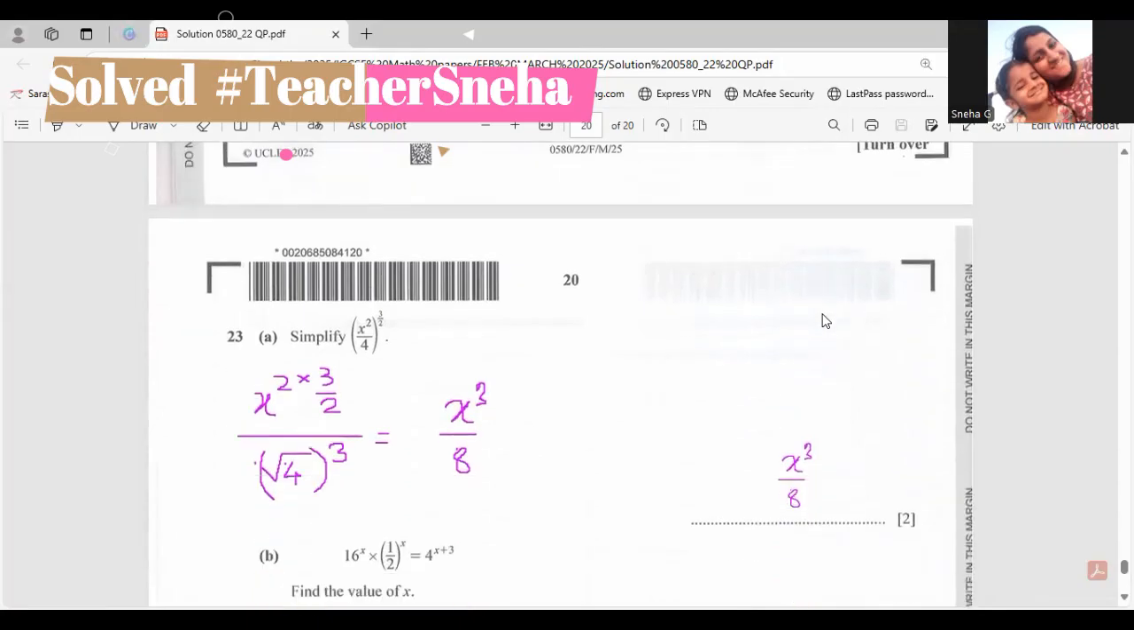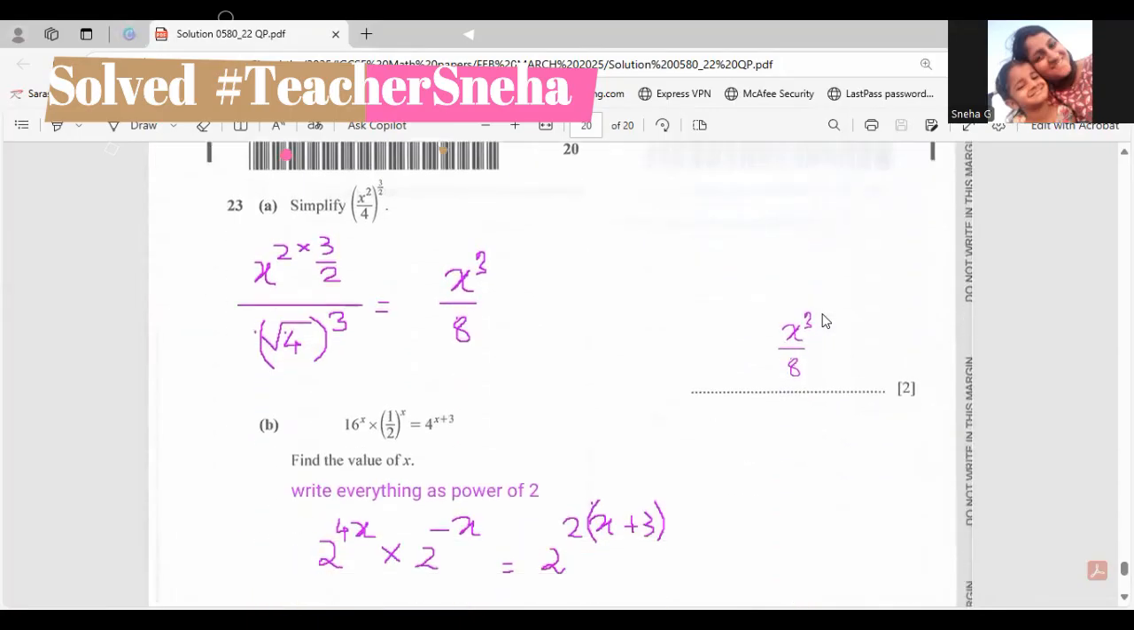Moving further to the next question and the last question of this paper. Question number 23. You have been given an indices question wherein you have to simplify (x^2/4) to the power of 3/2. On simplifying the indices, it is x^(2×3/2) over the square root of 4 to the power of 3, because a power in the denominator means the root. So root of 4 to the power of 3.